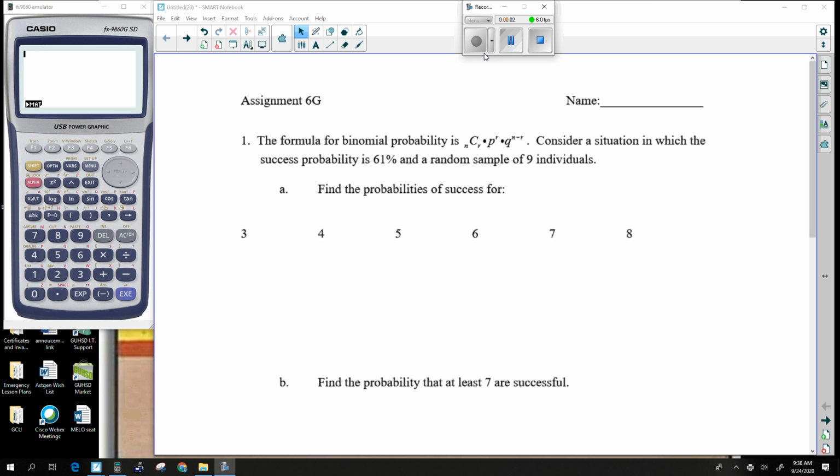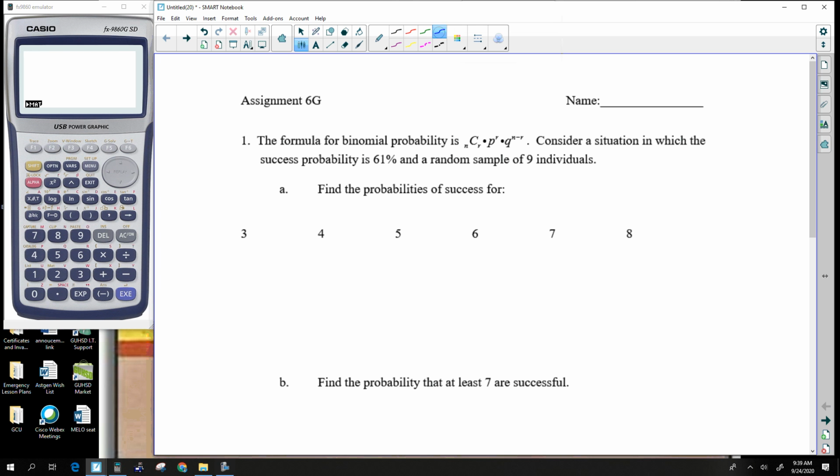Okay, assignment G. Again, these are numbers of individual successes. Ooh, I see a trick question right off here. Notice how this does not start at 0, and it doesn't end at 9 when there are 9 individuals available. So we're only finding part of the list here, but it's the stuff that we have been doing for a bit. So let's go ahead and set up this first problem.